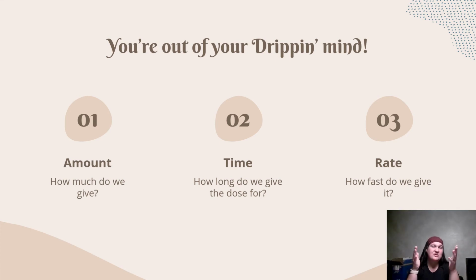But if you struggle with dimensional analysis, I'm going to try to simplify it for you a little bit, because this is what I do and this is what helps me. It doesn't help everybody else. This is just what helps me. So you've got to figure out the amount, again, that whole desired over have. The amount, we have to look for the time. How long do we give the dose for? And we have to look at the rate. How fast do we give it? So again, I'm going to walk you through this.